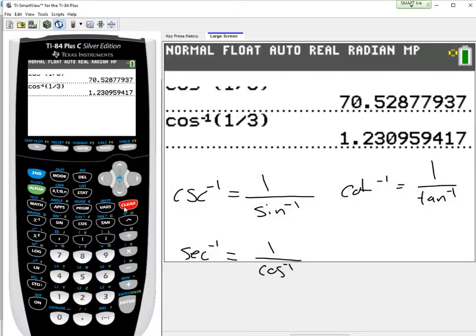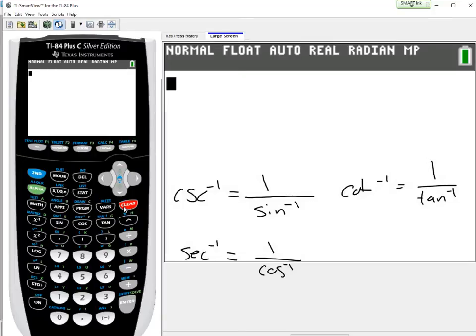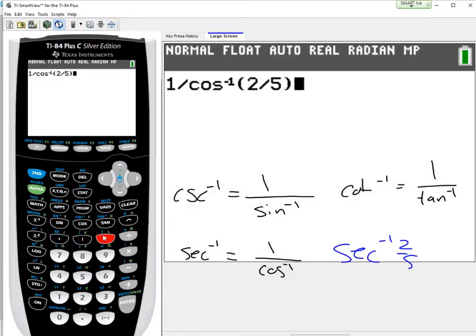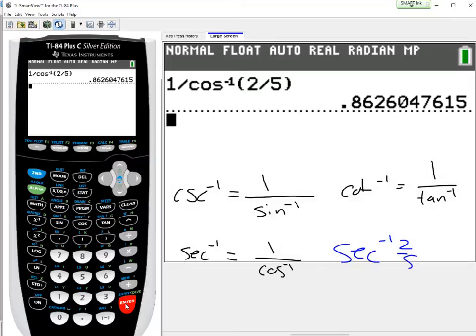So if I wanted to find secant inverse of, I don't know, 2/5. Okay? I would go 1 divided by cosine inverse of 2 divided by 5, close, and there is secant. I did use cosine, but because I did the reciprocal, it should give me the secant value. Okay? We're good?